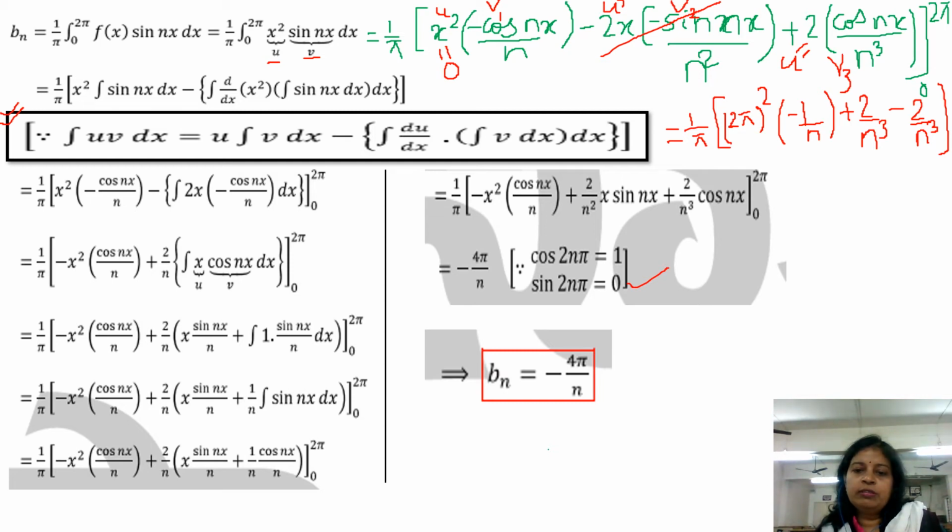These two terms will get cancelled here, and you will get bn. I will write it down here: bn will be equal to 1 upon pi, 4, minus sign I am taking outside here now, 4 to the square I have written pi square. So you see pi and pi will get cancelled, 1 pi will get cancelled with this, and you will get minus 4 pi upon n. This you get.